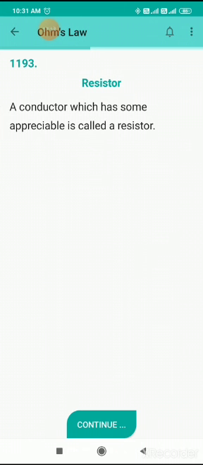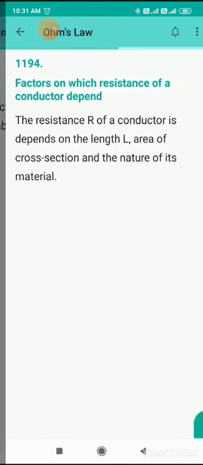Now, resistor. What is a resistor? A conductor which has some appreciable resistance is called a resistor. It means a resistor has some specific resistance value. So resistor means conductor; all devices like bulb, fan, TV are called resistors.